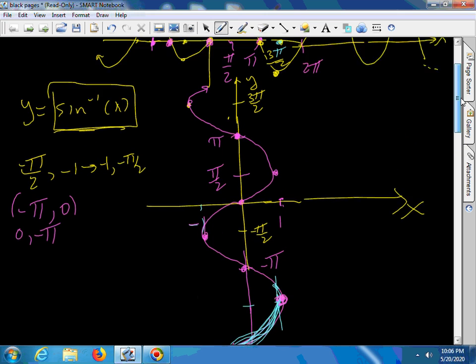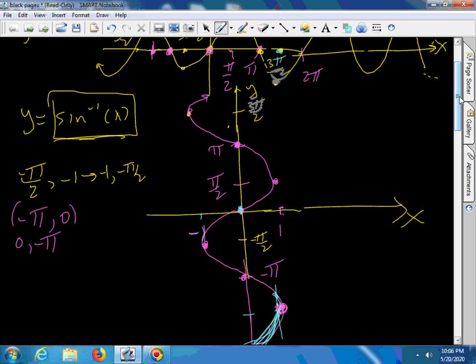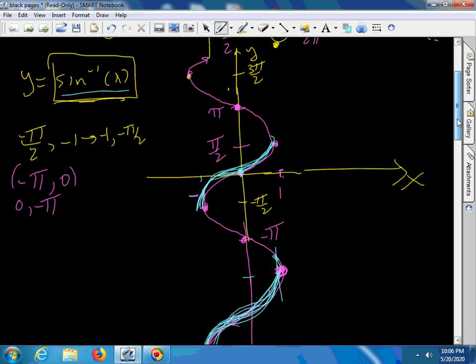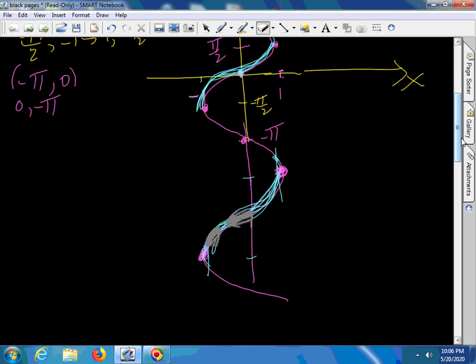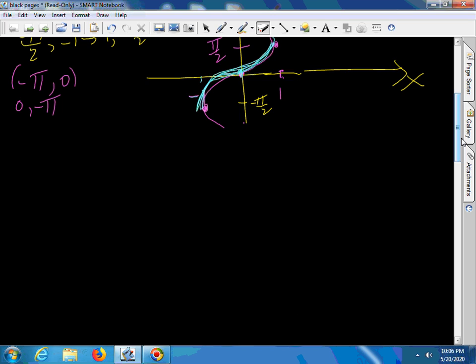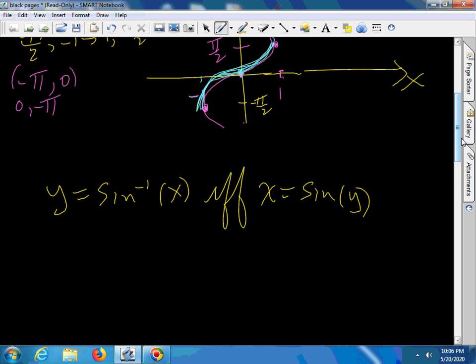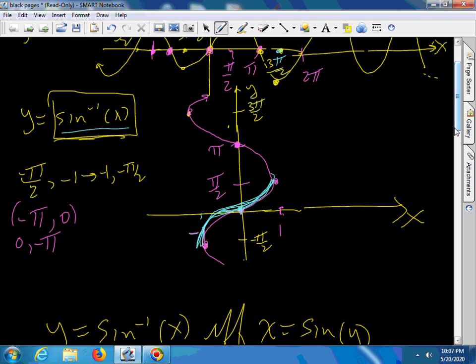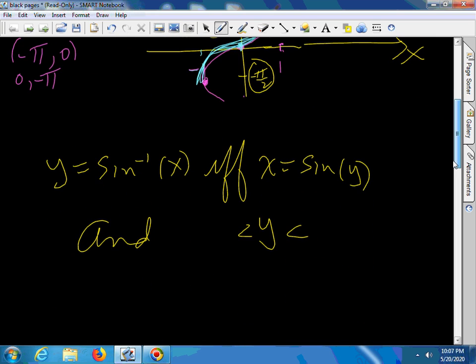Let's try to center around the origin. Sometimes you can, sometimes you can't. Well, look, right there, it's well defined. That's the function. We want the sine inverse of x to be a function. So let me erase a lot of this down here. So y is equal to sine inverse of x if and only if x is the sine of y and y goes between negative pi over 2 and pi over 2.